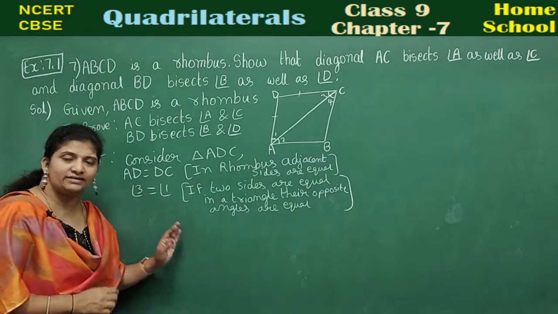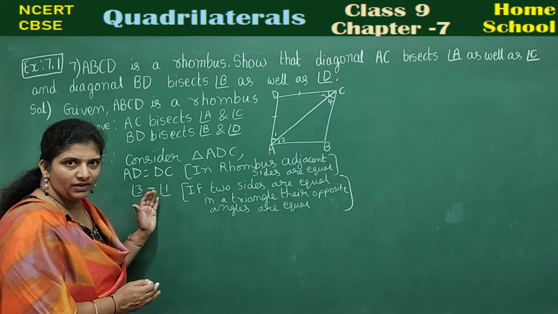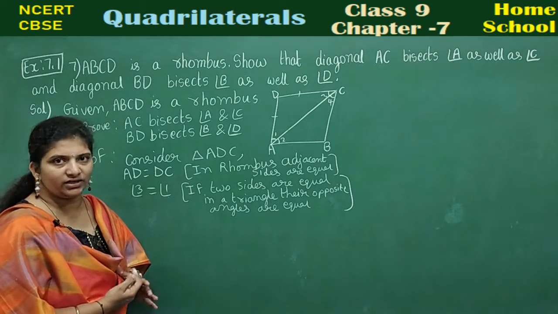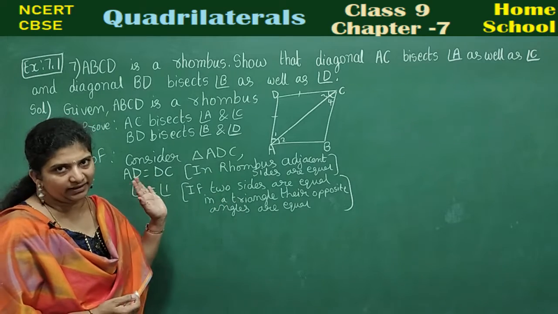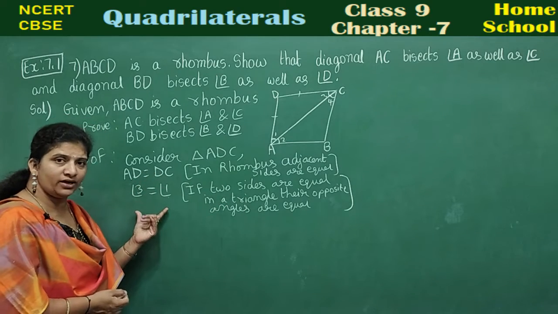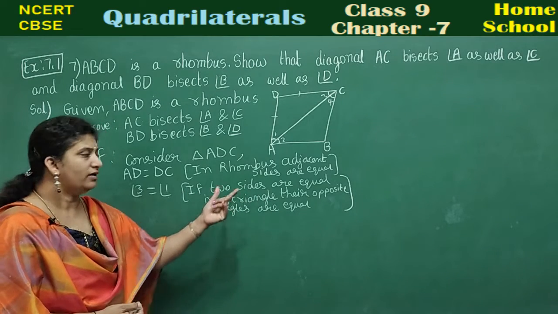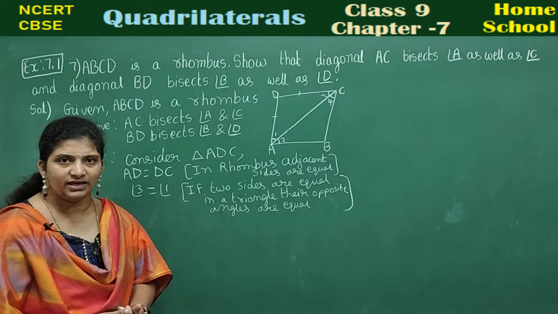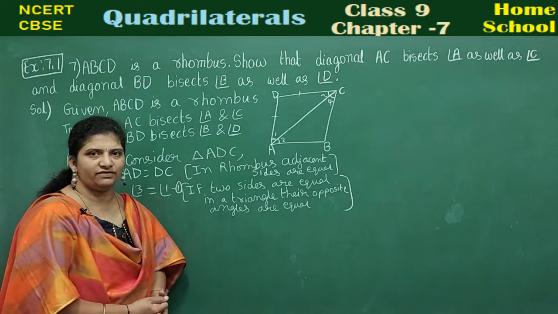Compulsorily, you need to write a statement. If you write any statement, how you have written, by which concept you have written, you should know, right? So what you understood, you need to write in brackets. How did I write this angle 3 equal to angle 1? If two sides are equal in a triangle, their opposite angles are equal. Angle 3 is equal to angle 1, mark it as first equation.